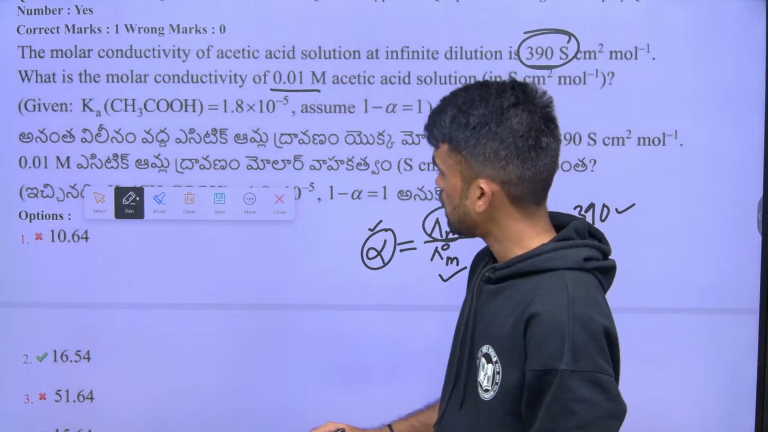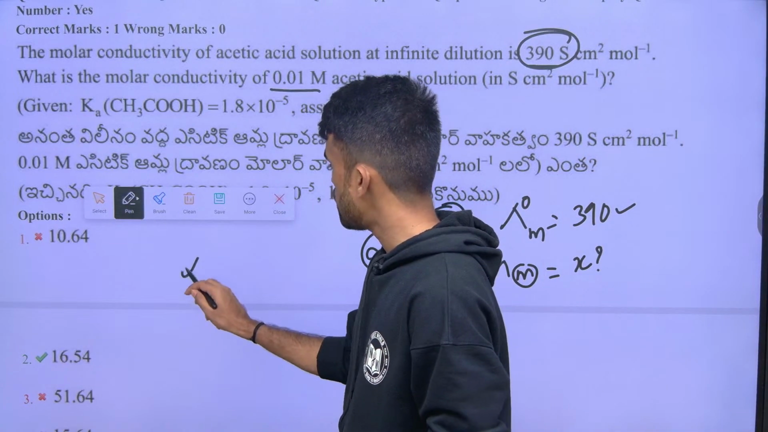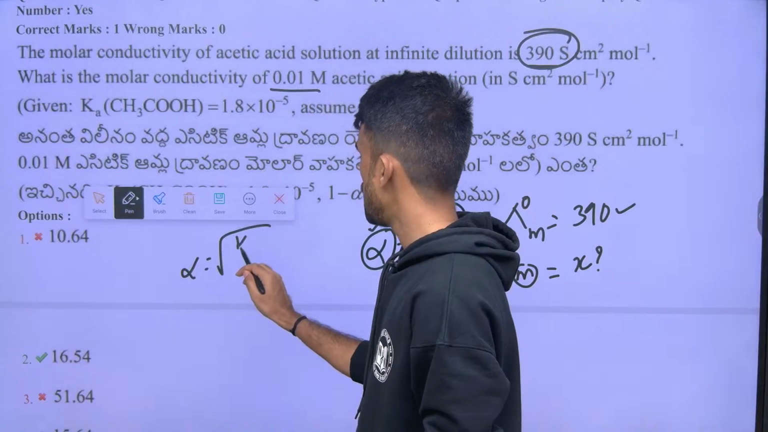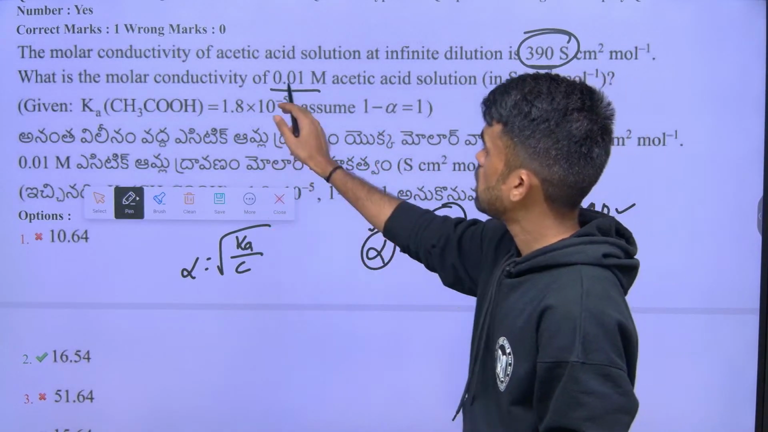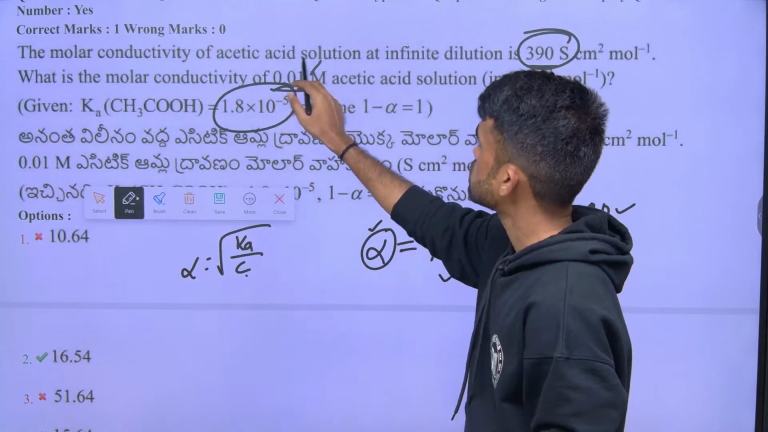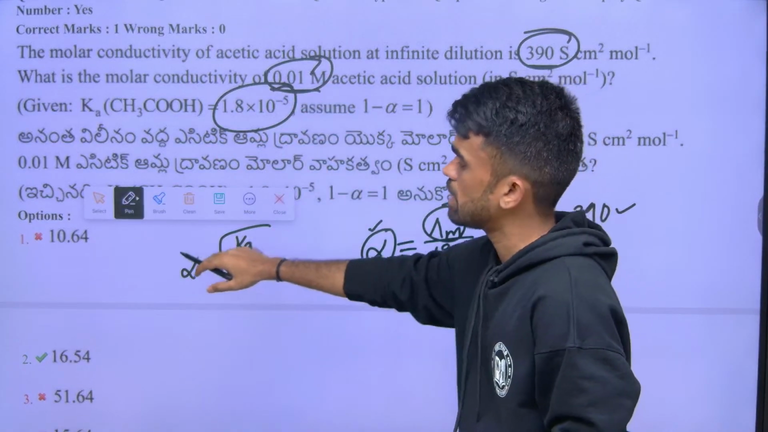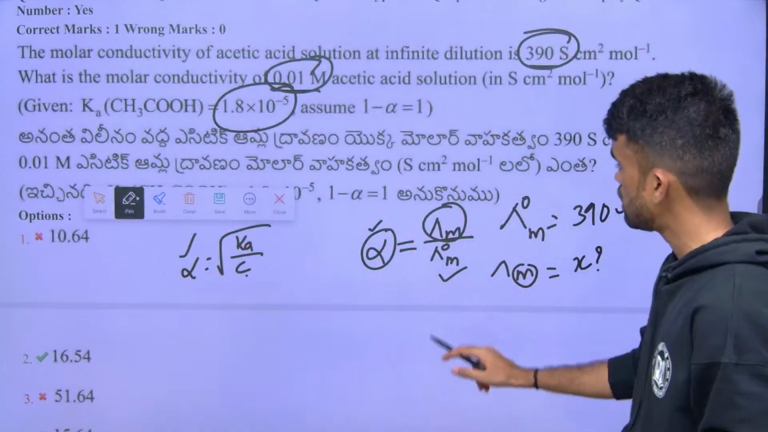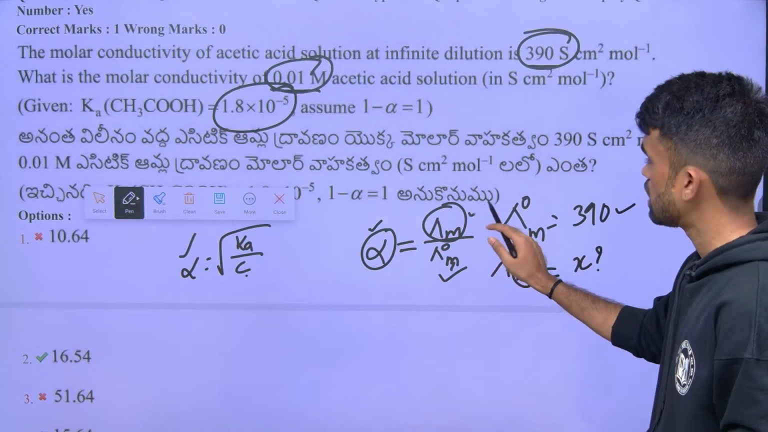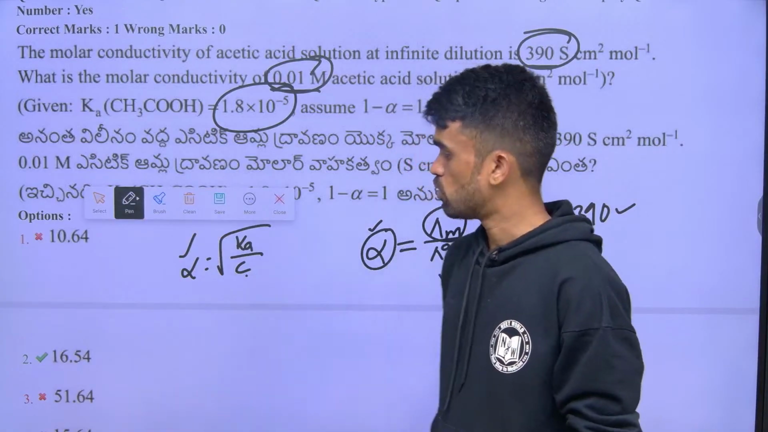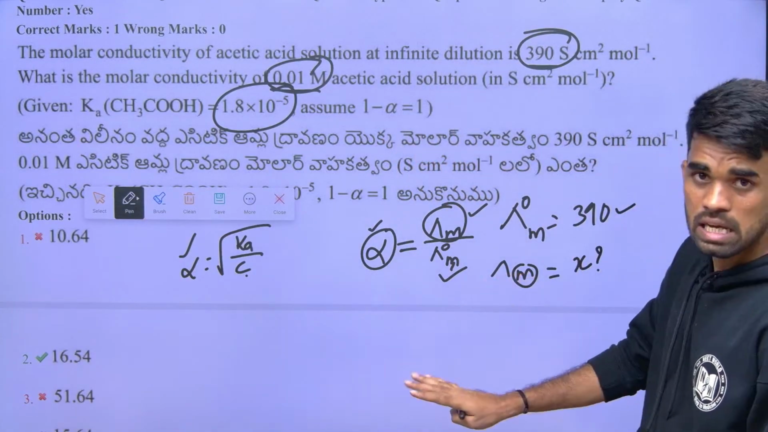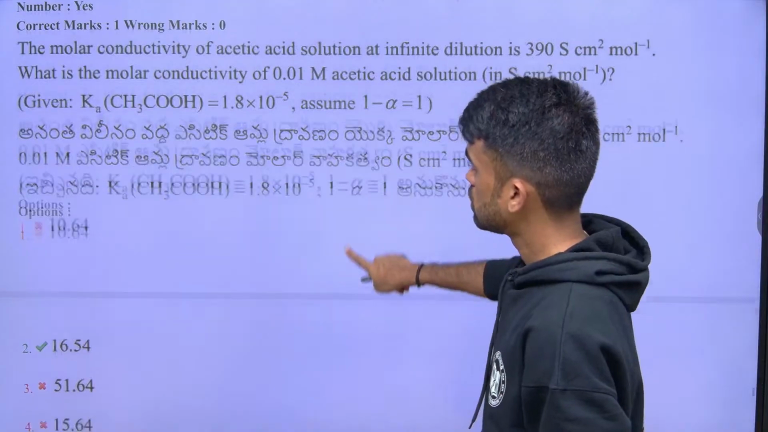From Ostwald dilution principle, alpha equals root over Ka by C, that's it. The Ka value is given here and the C value is also given here. So from that you can get the alpha value, substitute here and multiply with this, and you will get the final answer. There will be an option from these four. You can choose that. Hope it is clear how we can do this.